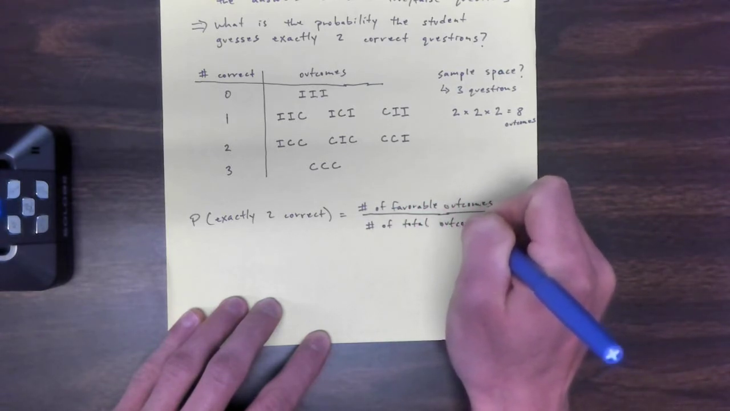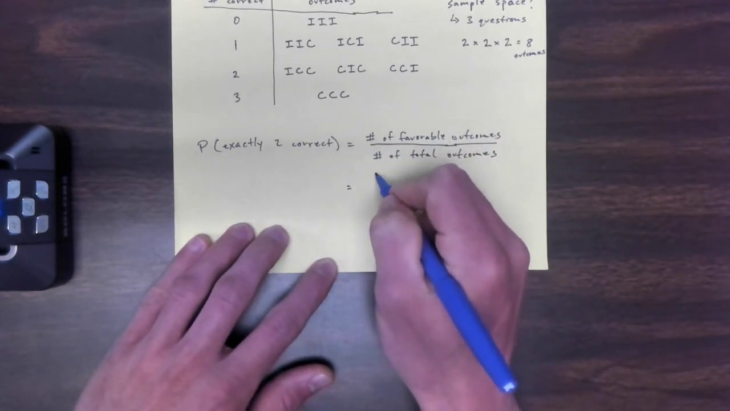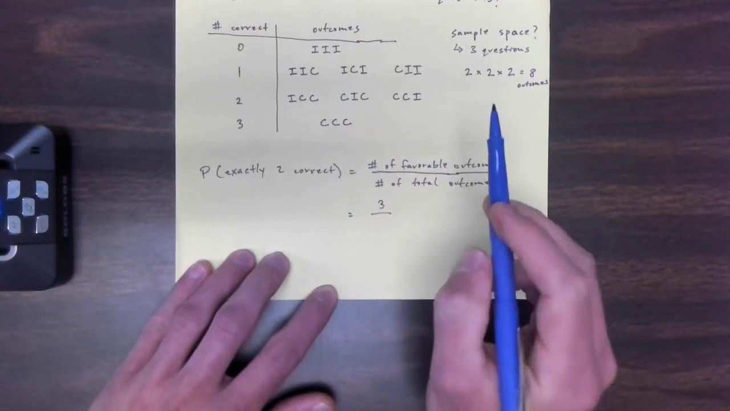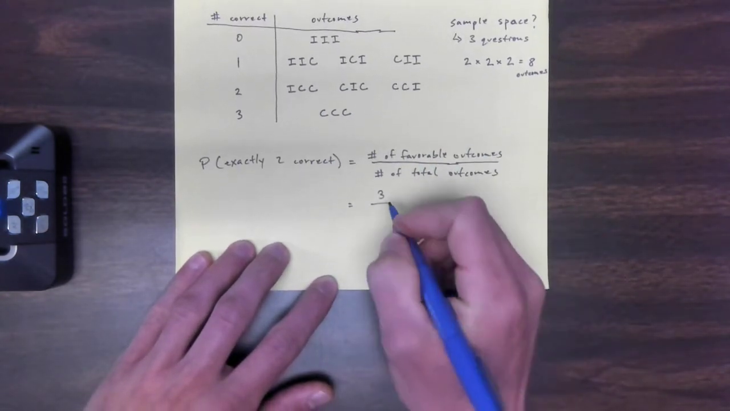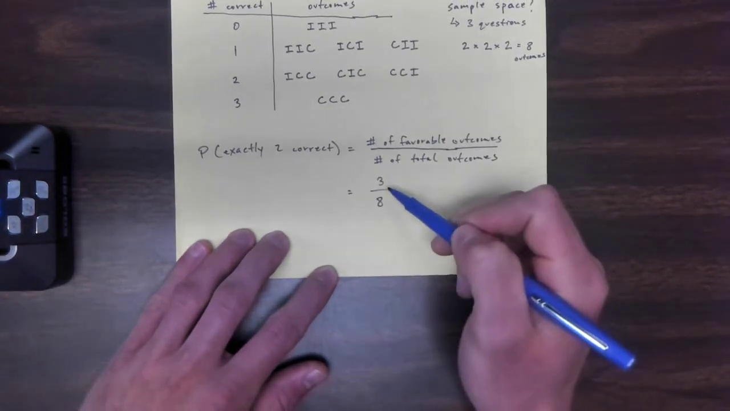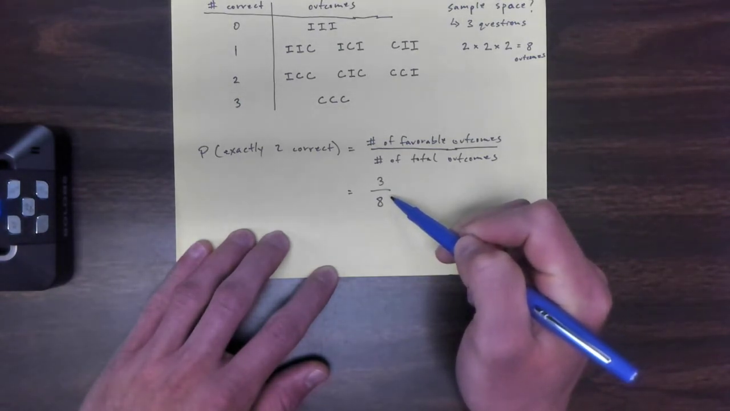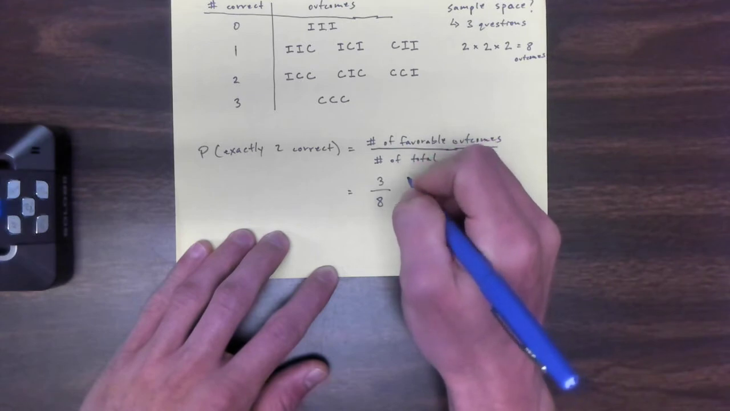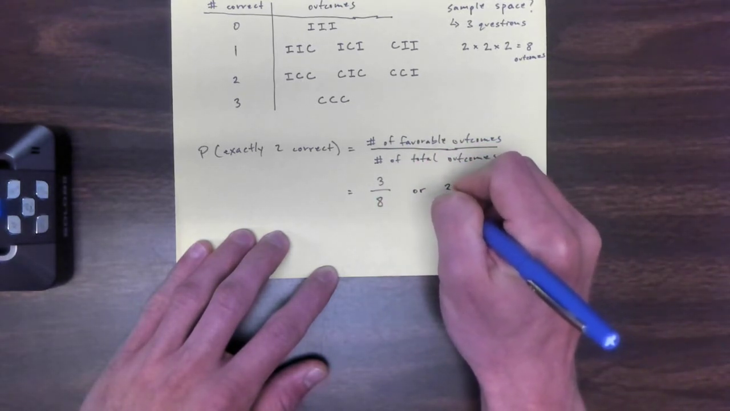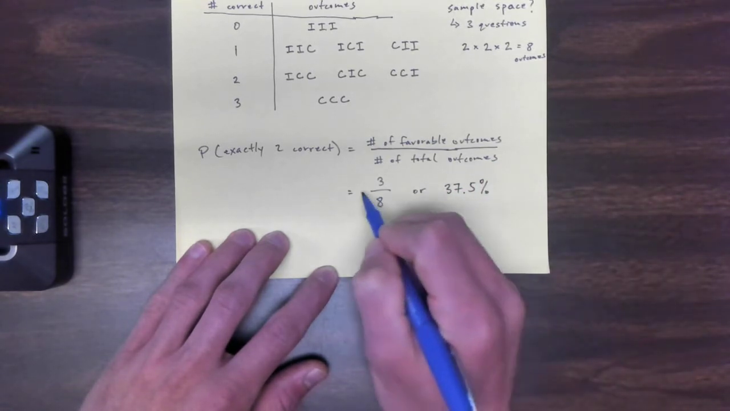We just figured out that was 8. So we have 3. There were 3 cases of getting 2 correct, right here. And then there were 8 total. So the probability here is 3 out of 8. There's a 3 out of 8 chance this student could have guessed exactly 2 correct. And we might write that as 3 over 8, or as a percentage, which is 37.5%. Okay.